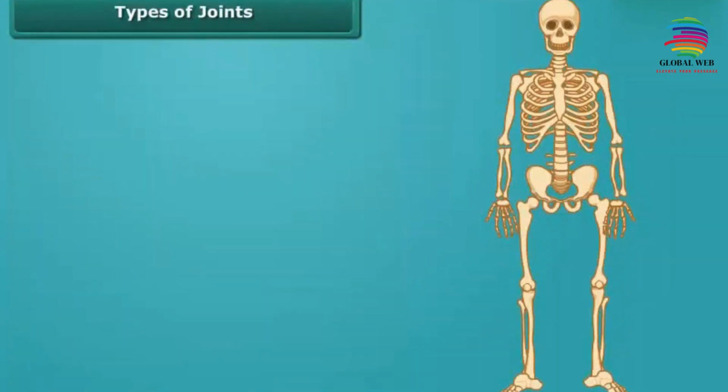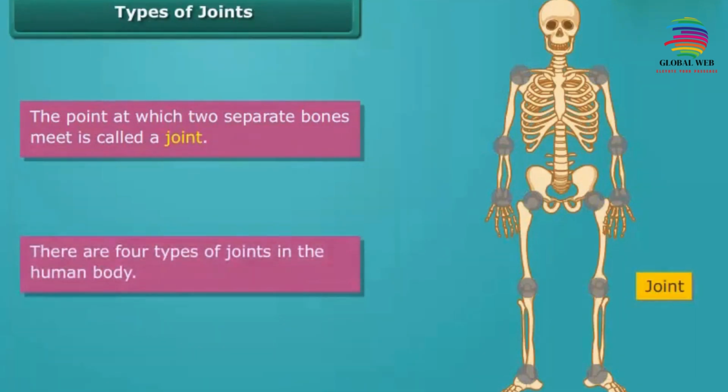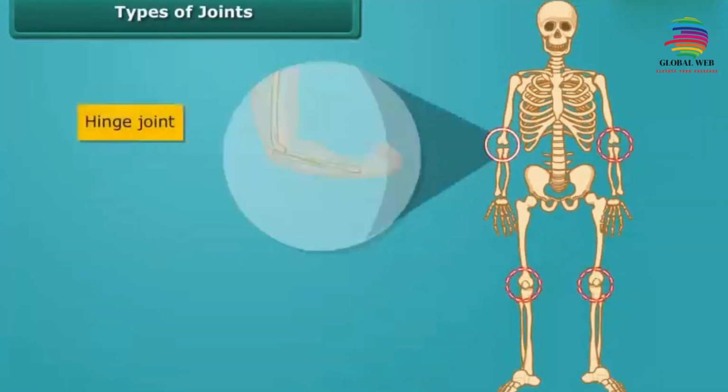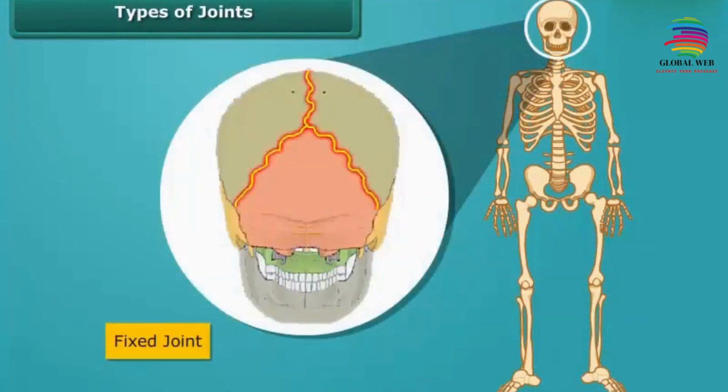Types of joints. We have just studied the bones. Now it's time to know the joints. The point at which two separate bones meet is called a joint. There are 4 types of joints in the human body. They are the ball and socket joint, hinge joint, pivotal joint, and fixed joint. Before going to learn about each joint in detail, let's have an activity.